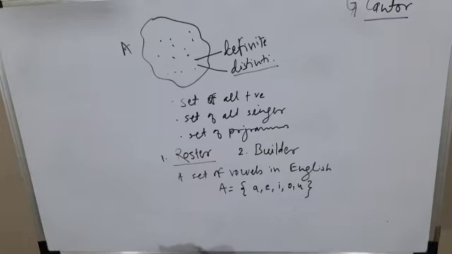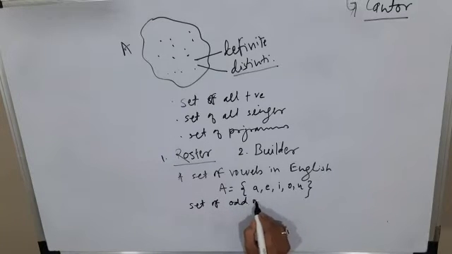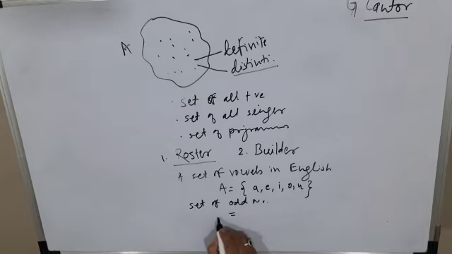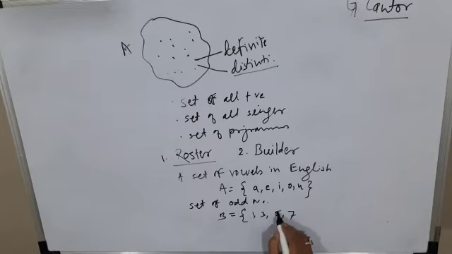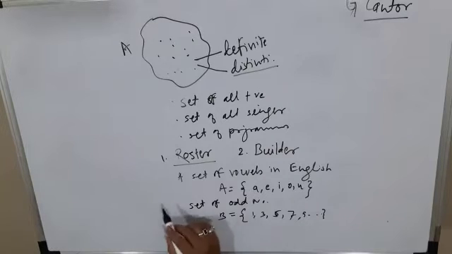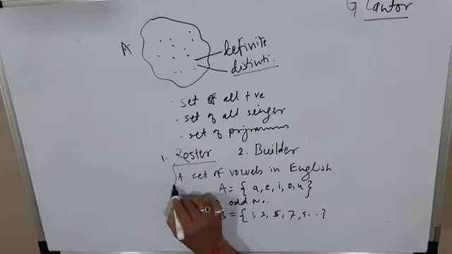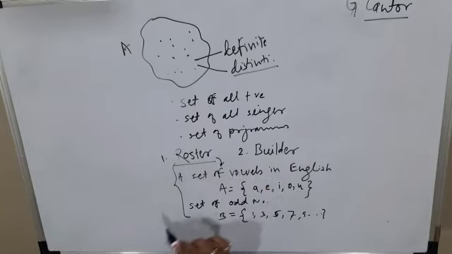Then there is the set of odd numbers. You can also take the set of even numbers, but we are taking the set of odd numbers. Suppose I call it B, then the set of odd numbers is 1, 3, 5, 7, 9, and so on. This type of notation is called roster notation.